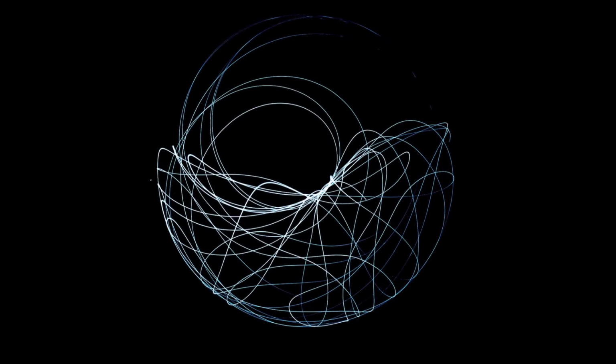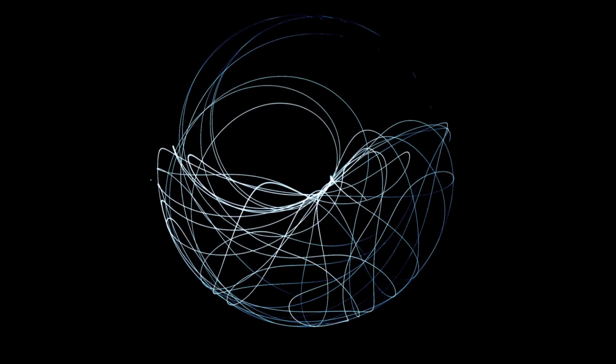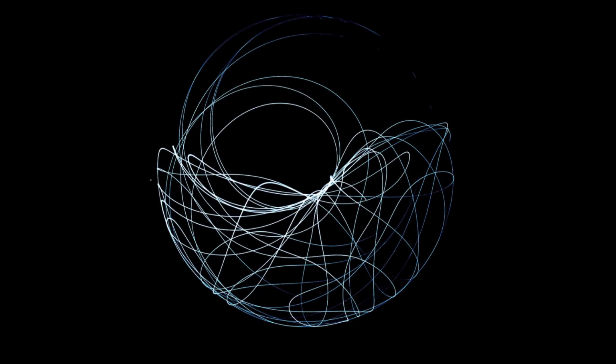This means that tiny changes in the initial conditions can lead to enormous variations in the final result, and seemingly simple systems can produce complex behavior. A simple mathematical demonstration of this is the fact that 2 to the 10th power is 1064, while 2.1 to the 10th power is equal to 3503. A small increase in the number taken to the 10th power yields a product more than 3 times greater.